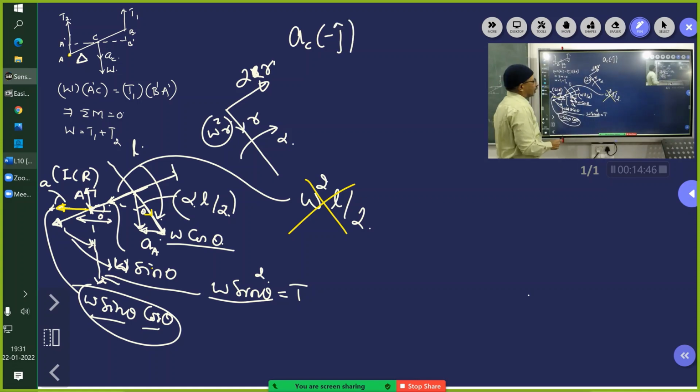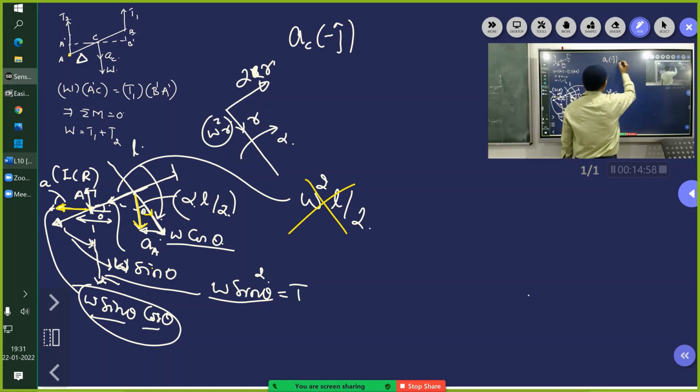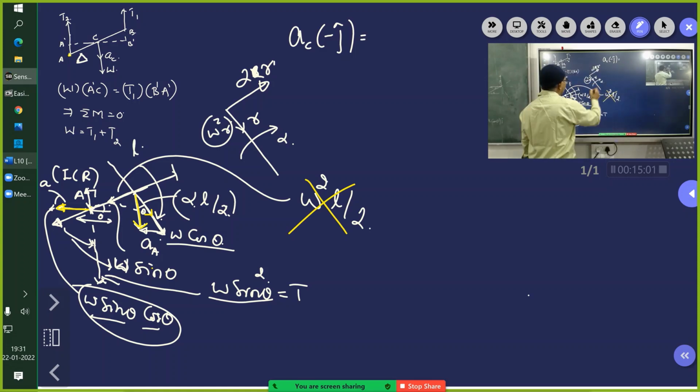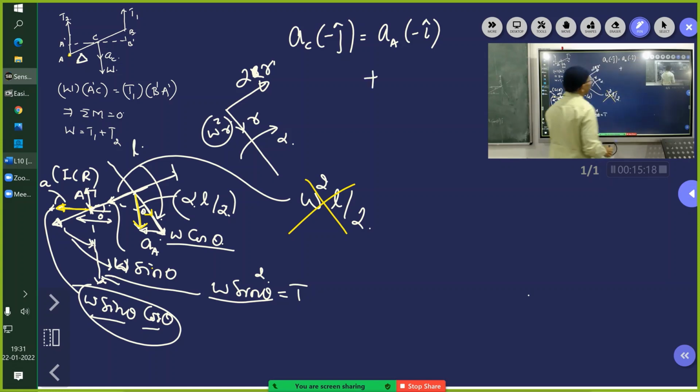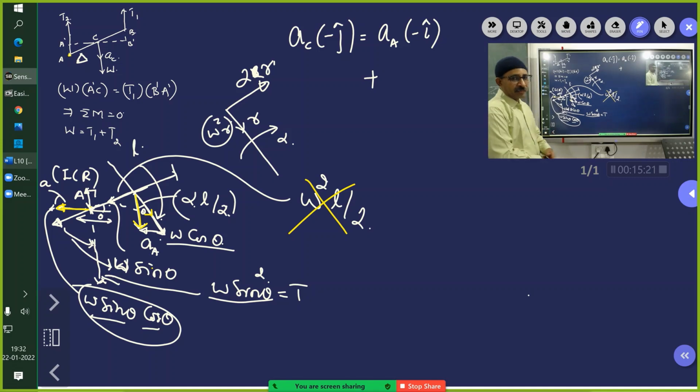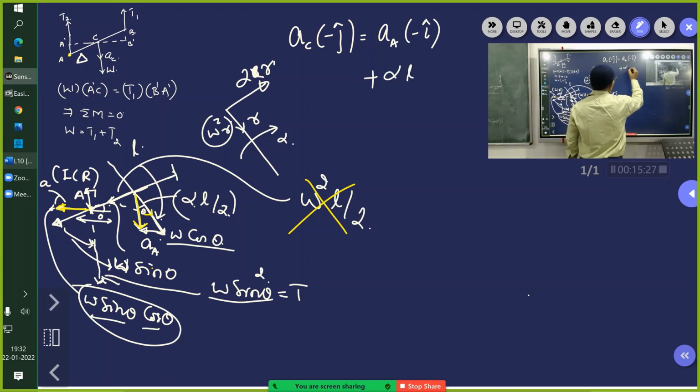Correct, because AC has to act in this direction, because the weight vector is down. So AC has to be downward. And this AC bar will be equal to AA bar. So AA bar will be AA minus, plus what else? Alpha into L by 2.